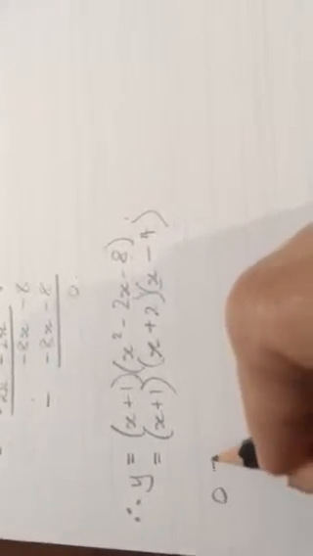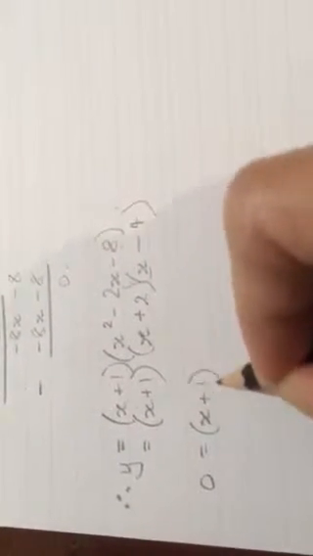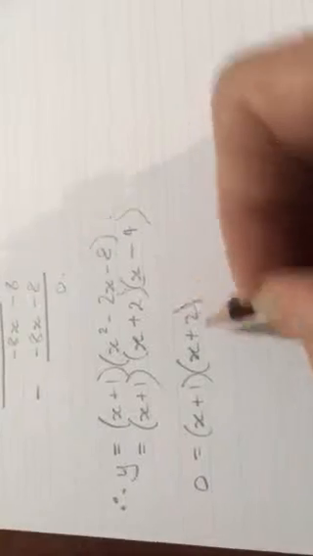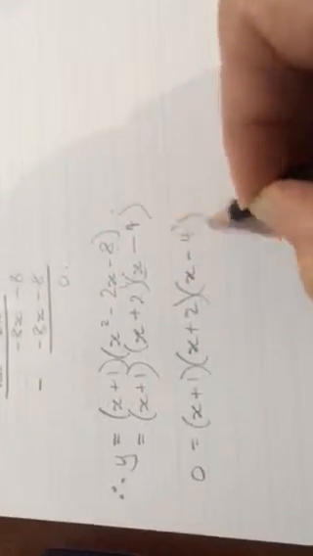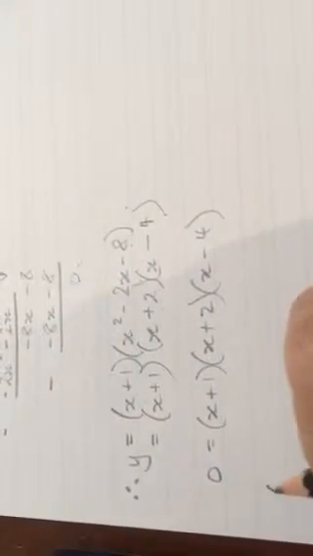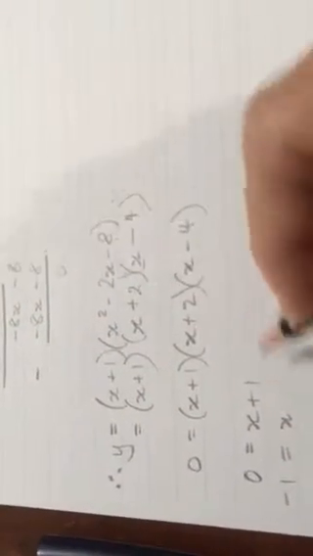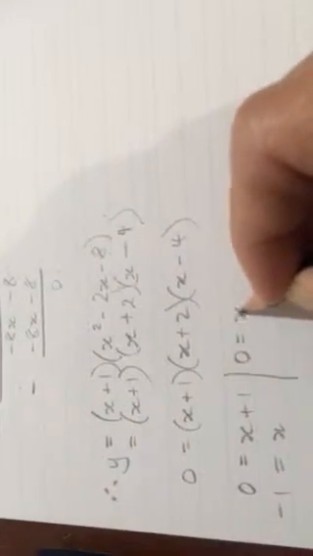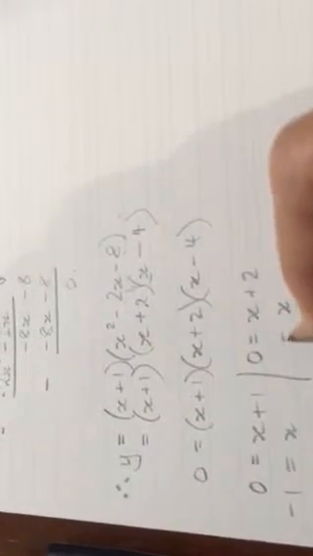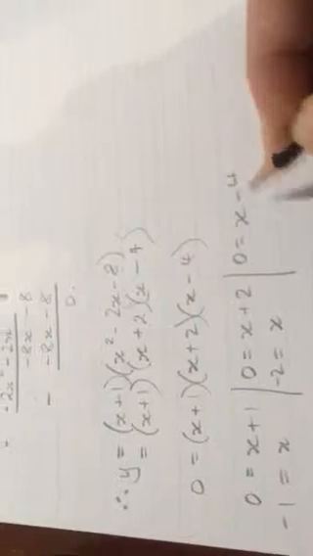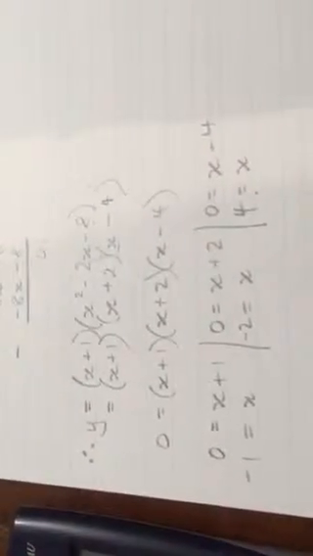From there, I can easily use the null factor law to find my roots. So I've got 0 equals x plus 1, so x equals negative 1. 0 equals x plus 2, so x equals negative 2. And 0 equals x minus 4, so x equals 4. So I found my 3 roots.